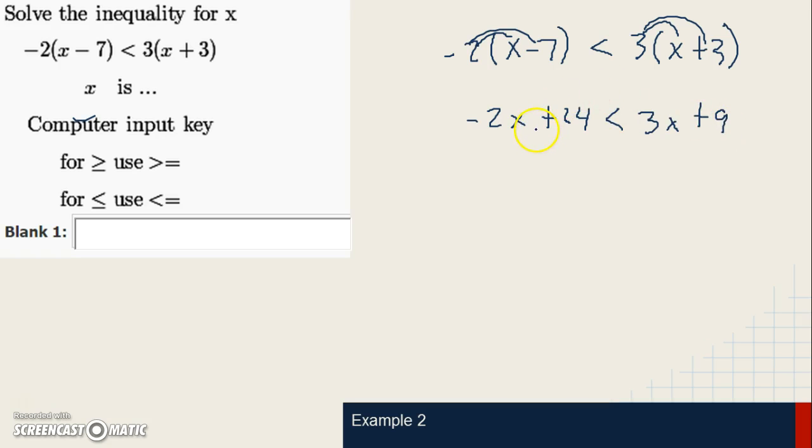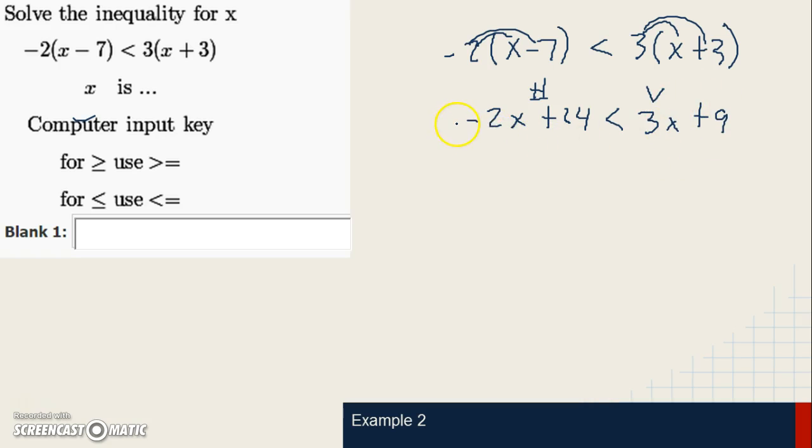Now I've got variables on both sides of the inequality, so I've got to isolate the variable on one side. So I'm going to look at the numbers in front of the variable, and I'm going to choose the side that has the larger number, and I'm going to make that my variable side. So the coefficient 3 and the coefficient negative 2, since 3 is bigger than negative 2, I'm going to make this side my variable side and this side my number side. I'm going to get rid of all variables on my number side and all numbers on my variable side.